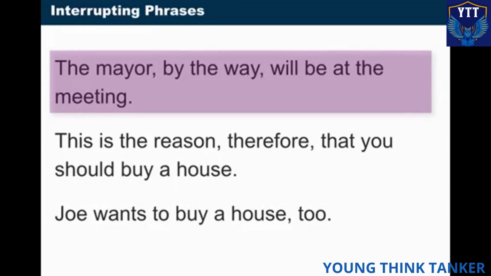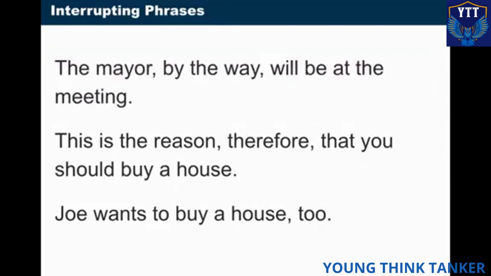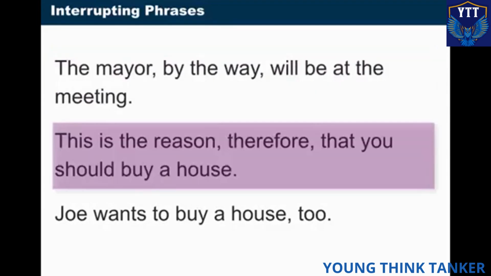If the interrupting phrase is in the middle of the sentence, you'll need 2 commas. Look at the next one. This is the reason, therefore, that you should buy a house. Therefore is our interrupting phrase. We could take this word out and our sentence would be fine without it. So therefore is interrupting the sentence, and we have to put commas around it.